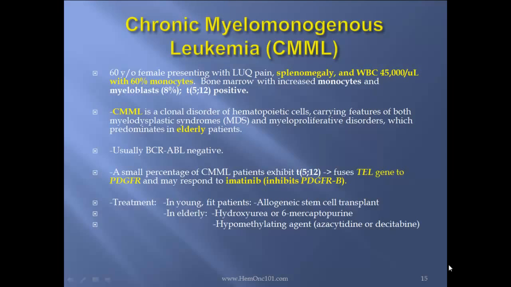Small percentage of CMML patients exhibit translocation 5;12, which fuses the TEL gene to the PDGFR and may respond to imatinib, which inhibits the PDGFR-B. Treatment in young fit patients, allogeneic stem cell transplant. In elderly, hydroxyurea or 6-mercaptopurine or hypomethylating agents such as azacitidine or decitabine.